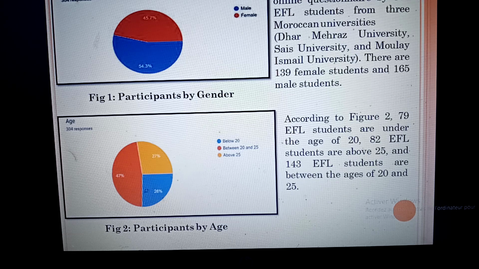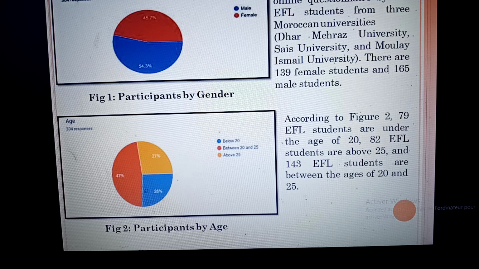The first one is participants by gender, and the second one is participants by age. The first figure demonstrated the successful completion of the online questionnaire by 304 EFL students from 3 Moroccan universities. And of course, there are 139 female students and 165 male students.